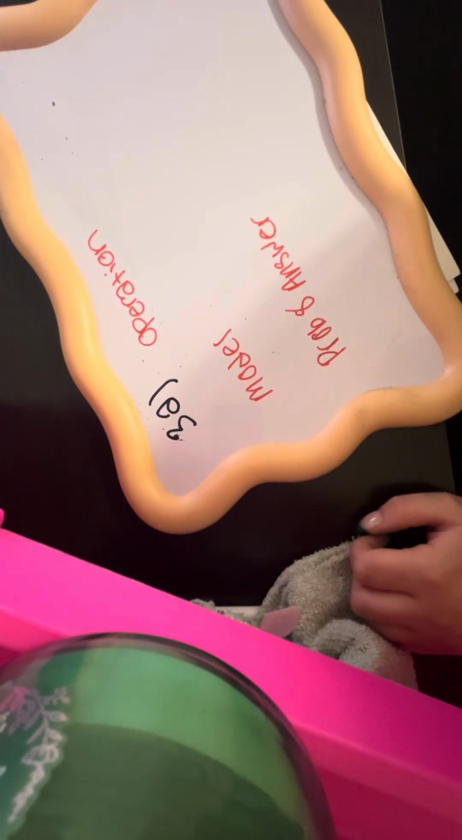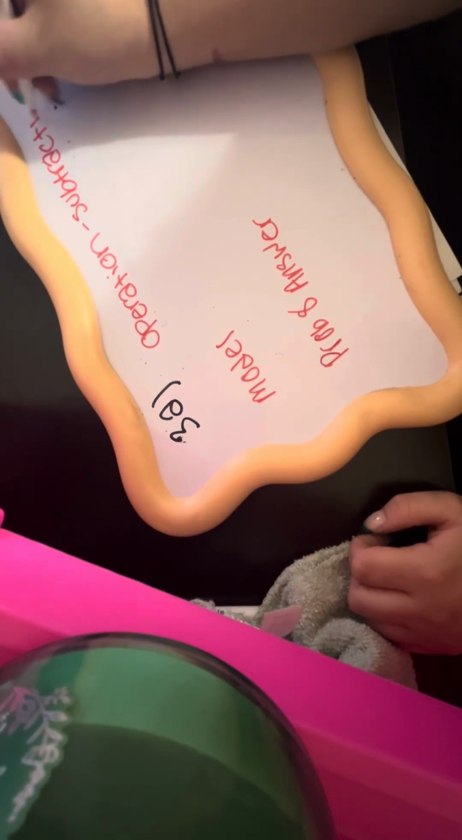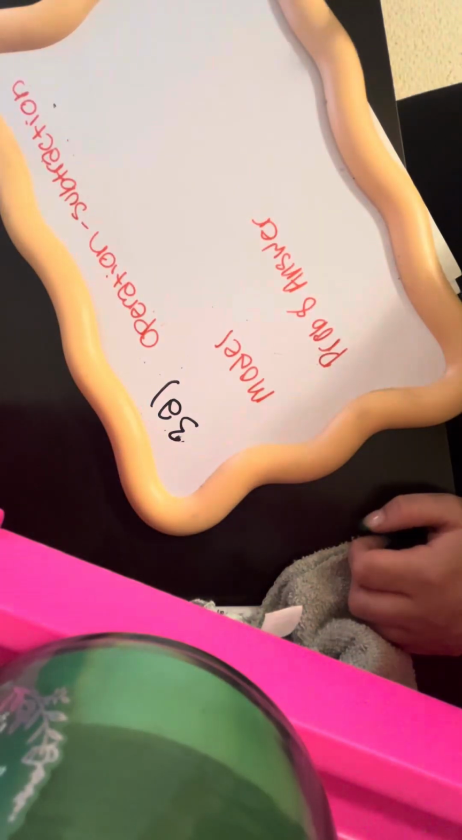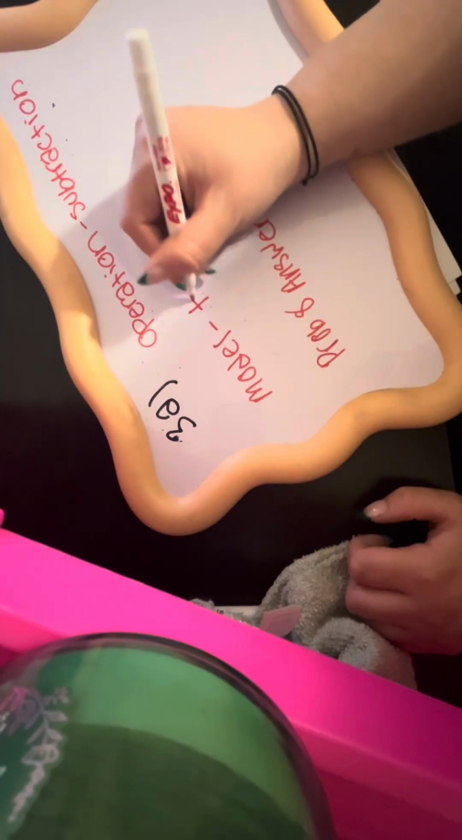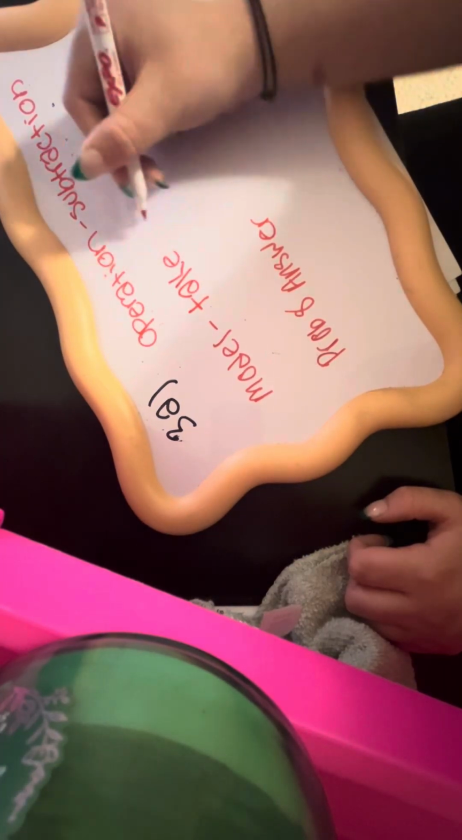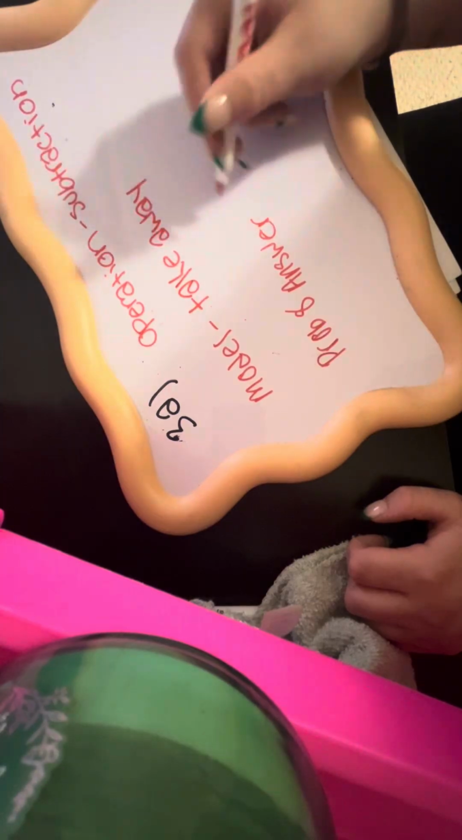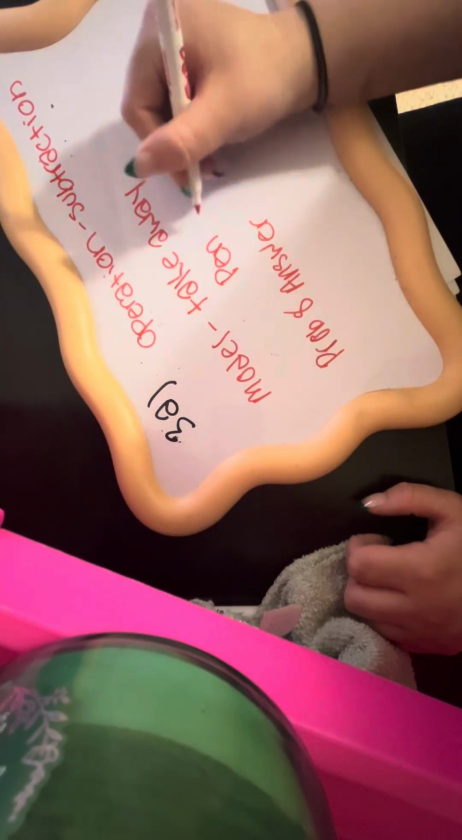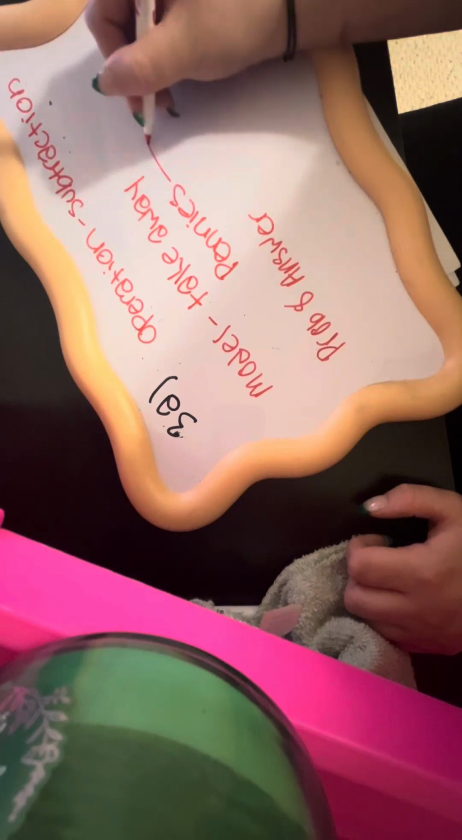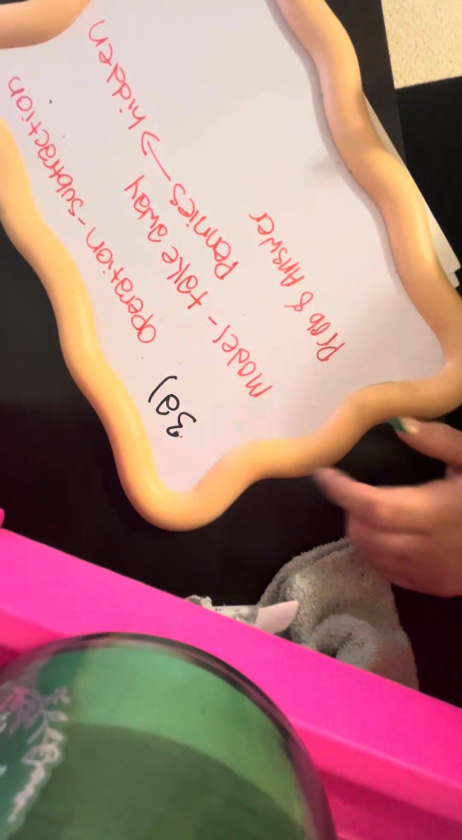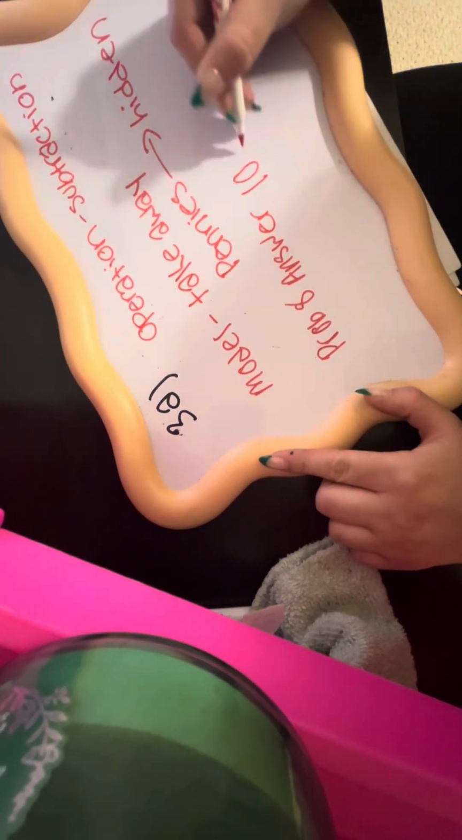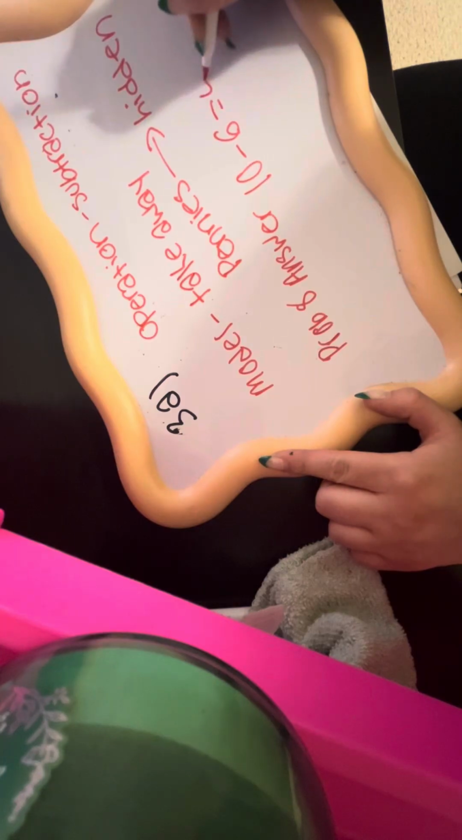The operation for number 3A is subtraction, because we are finding the missing amount. The model being used is the takeaway method or model, because the pennies are being hidden or taken away. So the problem answer would be 10 minus 6 equals 4.